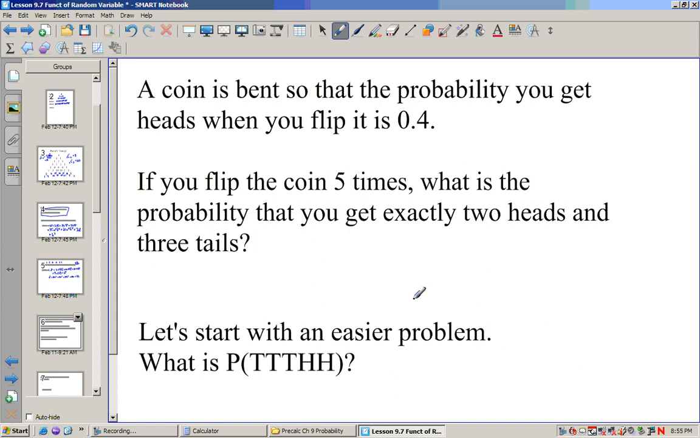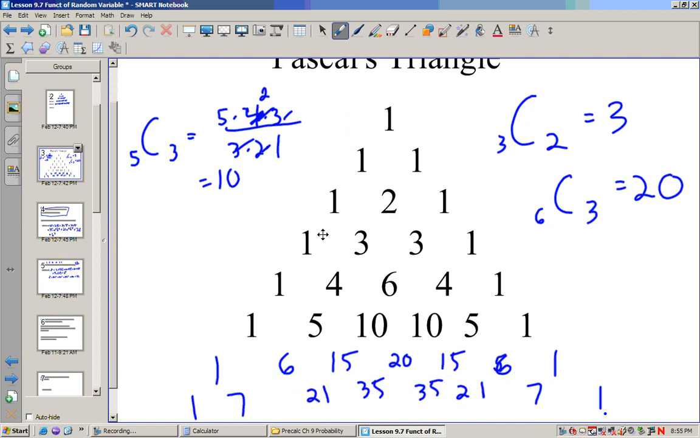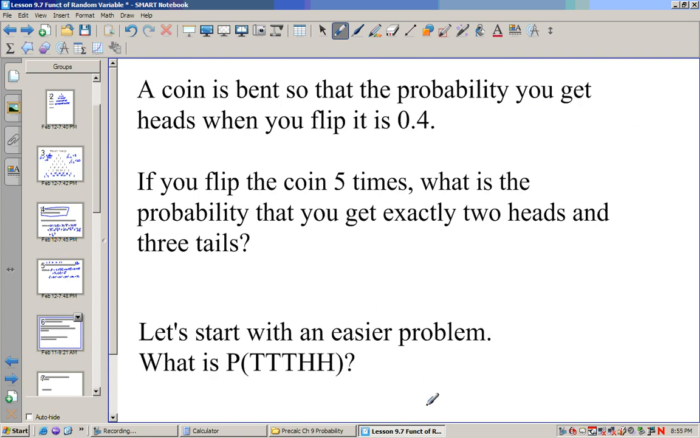All right, so now you're probably thinking, how do I use this with probabilities? There's some connection. We talked about the connection between combinations and Pascal's triangle. Now, this is all used quite a bit in probability. Imagine a coin is bent so that the probability that you'll get heads when you flip it is 0.4. So the probability of heads is equal to 0.4. If you flip it 5 times, what's the probability that you get exactly 2 heads and 3 tails? Well, that's kind of a tough problem, and we're going to get there. But let's start with an easier problem.